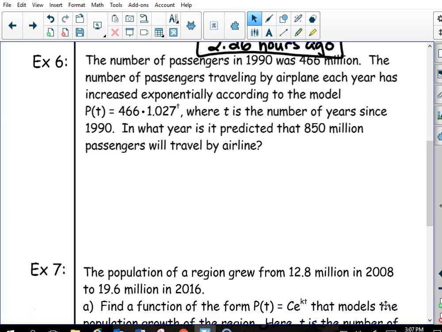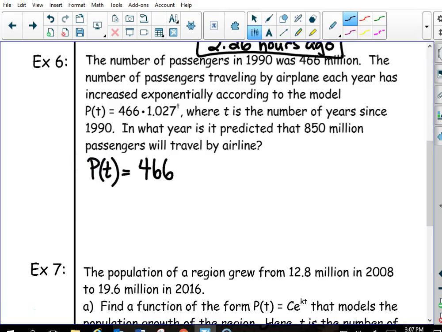All right, so this one starts out with the number of passengers in 1990 was 466 million. That's airplane passengers. And each year it has increased exponentially according to the model P of t equals 466 times 1.027^t. Now it turns out that with this equation, we can actually tell a lot about what's going on. Notice that 466 showed up. That's the initial amount that we're given at the start of the clock, which is 1990.